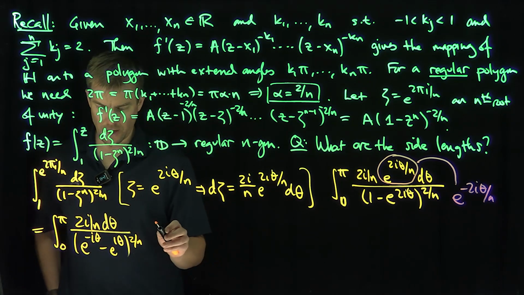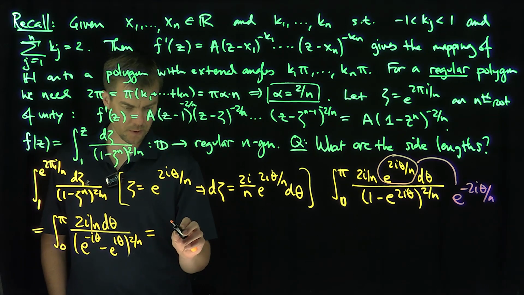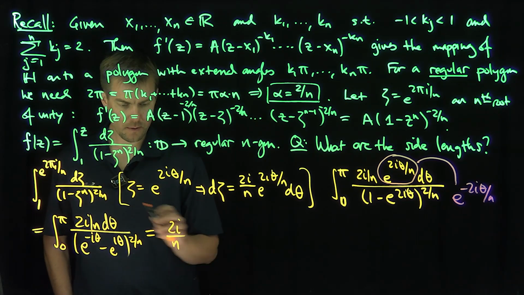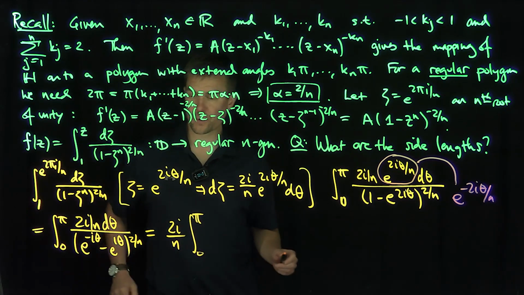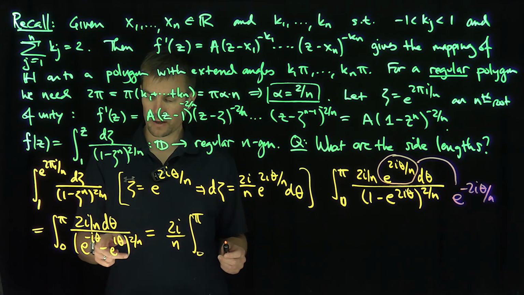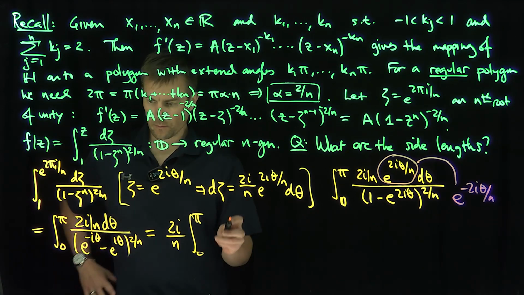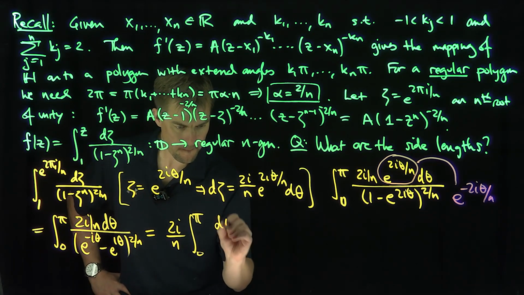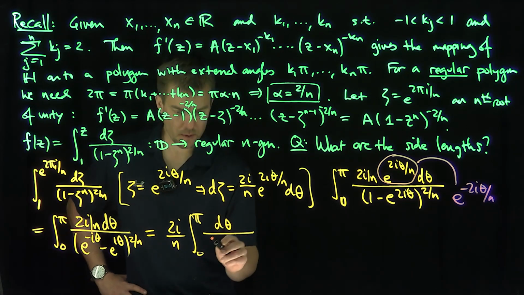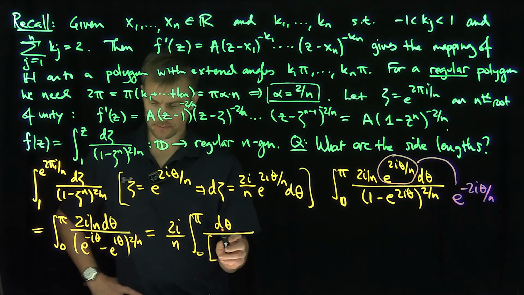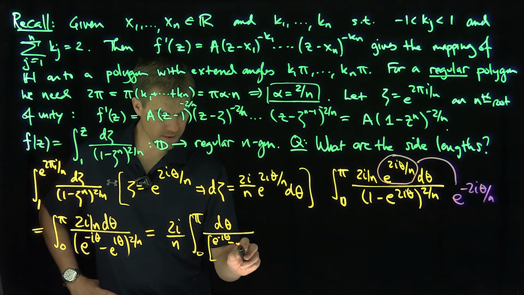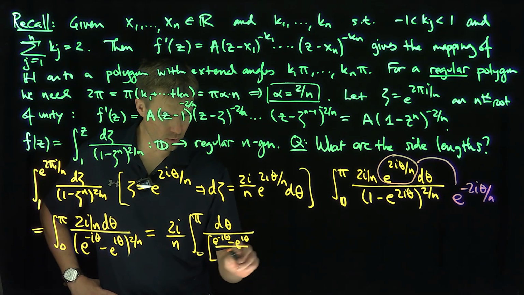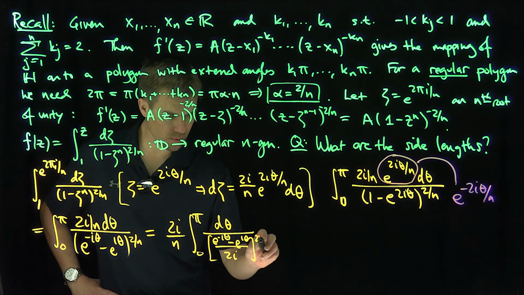So I'm going to pull out the 2i over n, and then the integral from 0 to pi. Then what do I need? I'm going to plug into this denominator, we'll have this one, d theta, over, I'm going to write it like this, (e to the negative i theta minus e to the i theta over 2i) to the 2 over n.